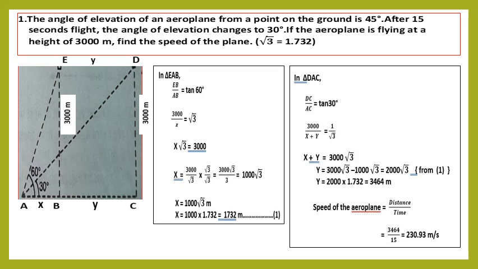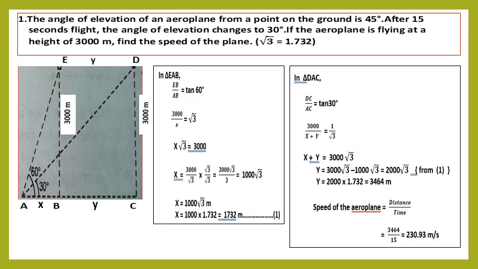Therefore y is equal to 3000 root 3 minus x. We know the value of x from equation 1, that is 1000 root 3. Therefore 3000 root 3 minus 1000 root 3 is equal to 2000 root 3. So y is equal to 2000 root 3. If we substitute the value of root 3 as 1.732, we get y is equal to 2000 into 1.732, which is equal to 3464 meters. Now we got the value of y.